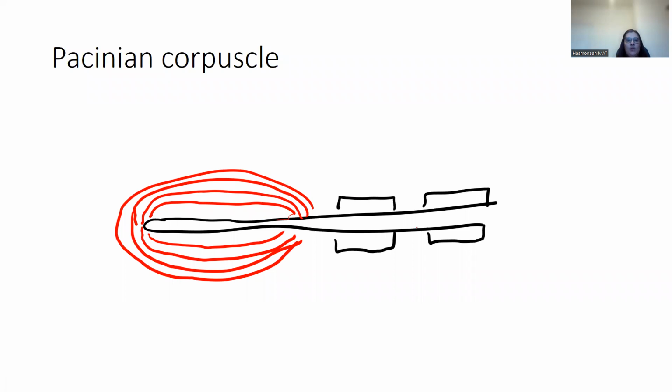So in this video, we're going to look at receptors, both Pacinian corpuscles and the photoreceptors of the eye. We're going to start with Pacinian corpuscles. Here is a Pacinian corpuscle, which is basically a pressure receptor associated in our skin. So we have labeled here a sensory neuron.